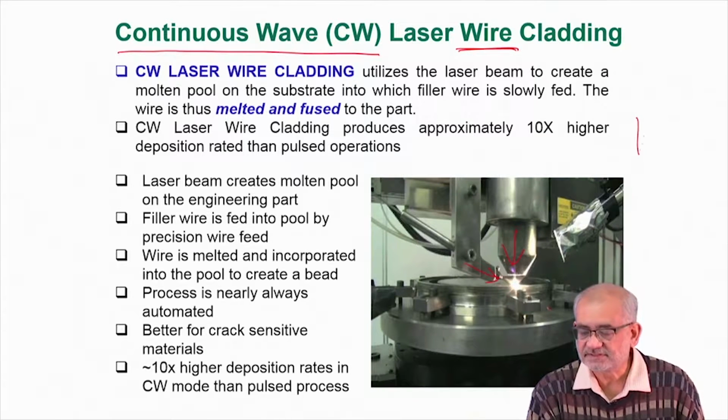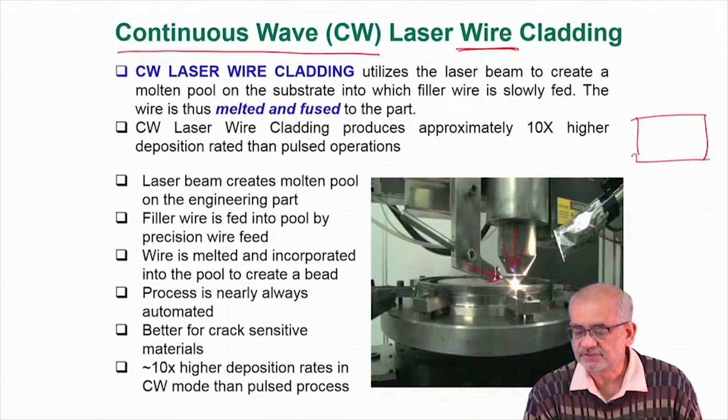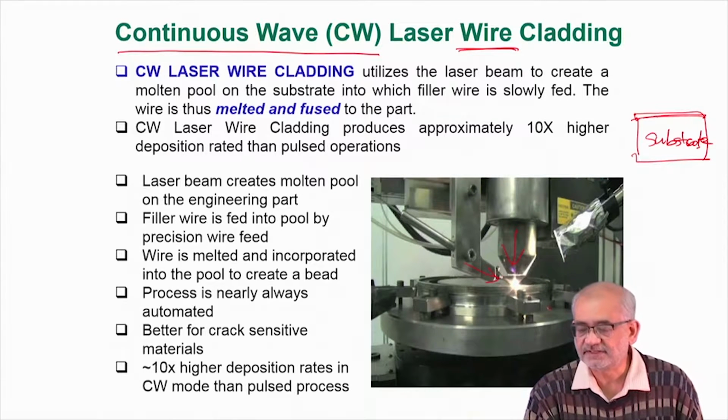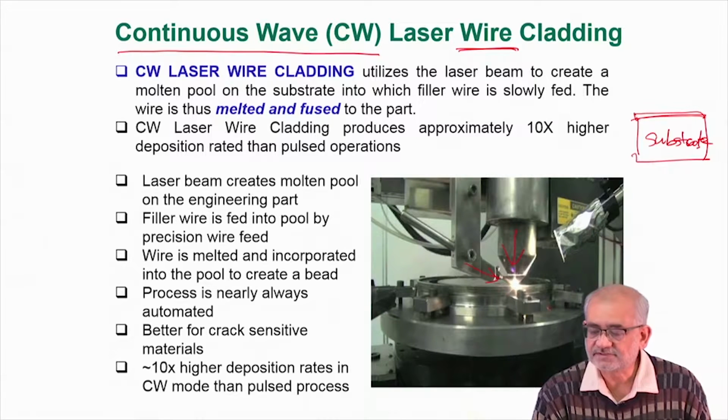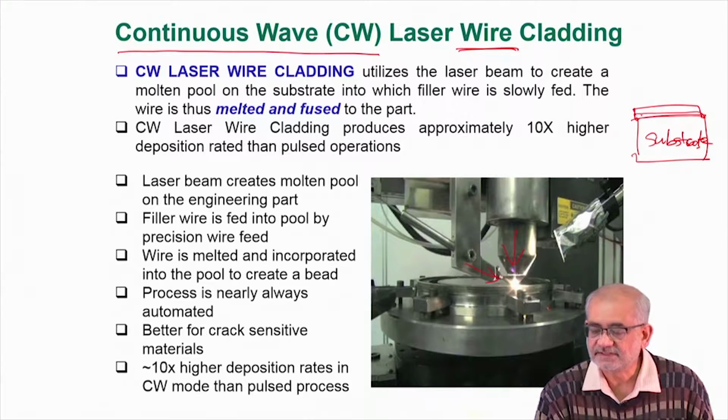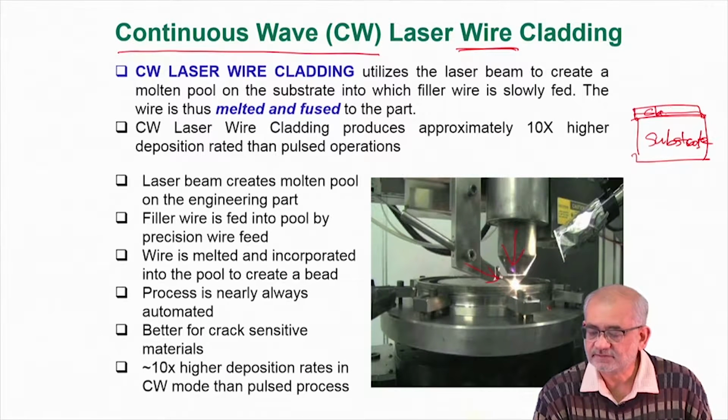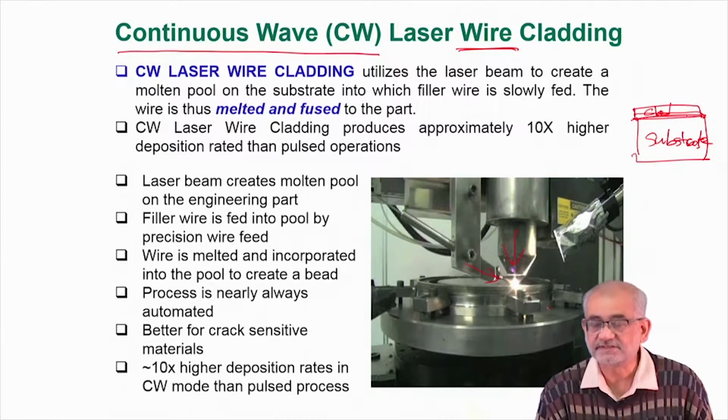So the fundamentals of the approach: if this is the substrate, in case of alloying, we had a pre-placed layer or a simultaneously fed layer, and then we allowed the laser beam to raster over, scan over, and create an alloyed zone. In case of cladding, what we create is possibly a thicker layer, but the most important part is that this clad will have a composition very different from the substrate.